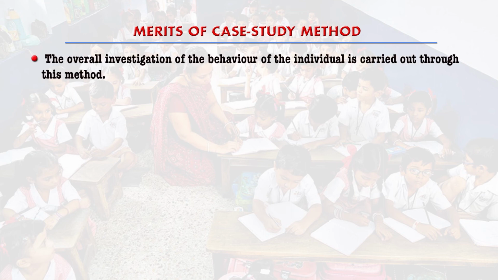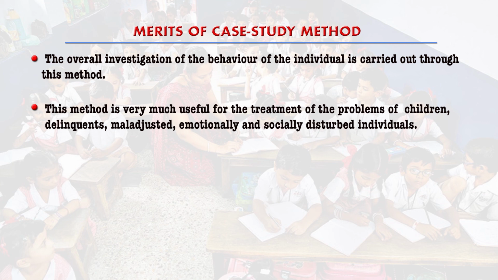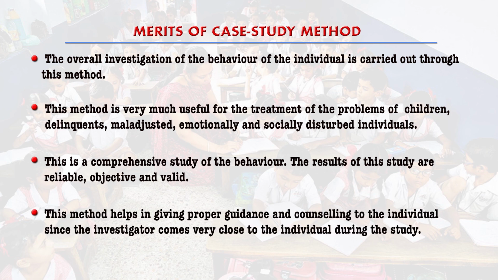The overall investigation of the behavior of the individual you can carry out through this method, and also this method is very much useful for the treatment of the problems of children, problems of delinquents, maladjusted, or you can say emotionally and socially disturbed individuals. This is a very comprehensive study of behavior and the results of this study are reliable, they are objective and therefore they are quite valid. This method helps in giving proper guidance and counseling to the individual since the investigator comes very close to the individual during the study.